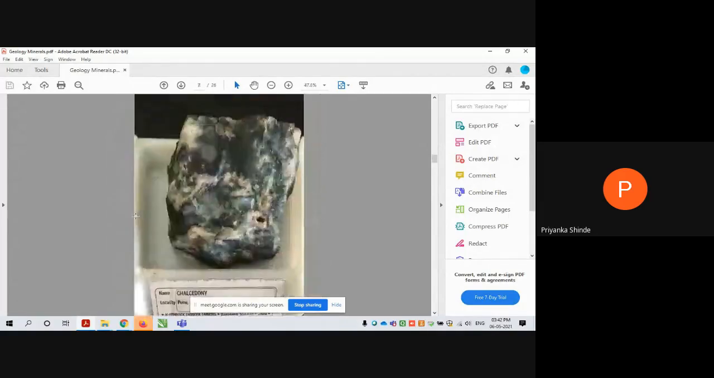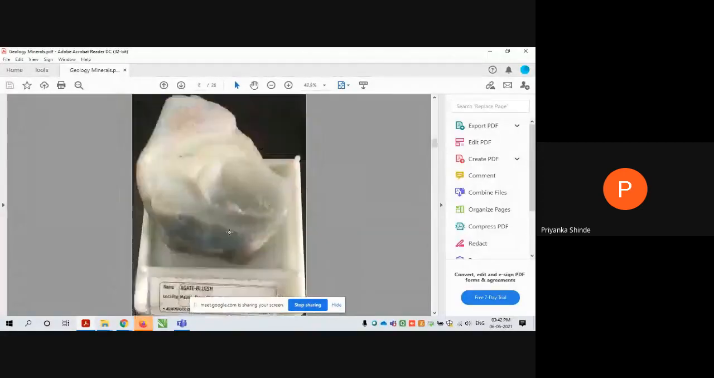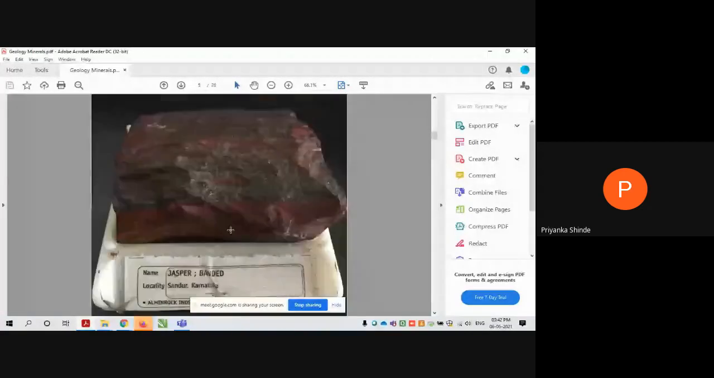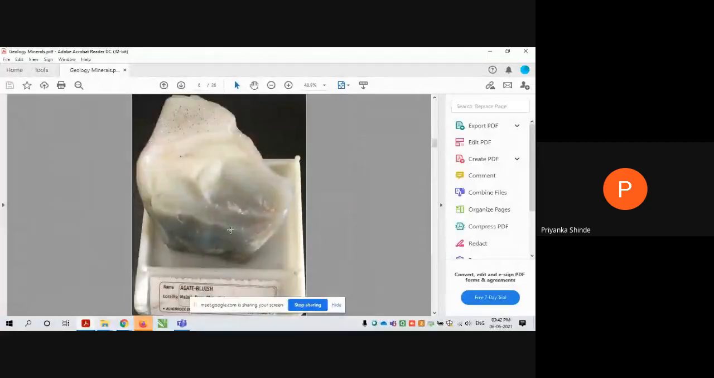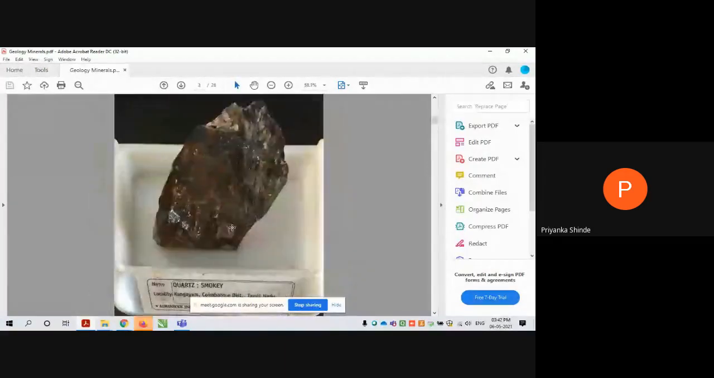So this quartz is present in igneous rock. So you can write the occurrence as: it occurs in igneous rocks. Okay. Then some minerals like agate and flint also occur in sedimentary rocks.